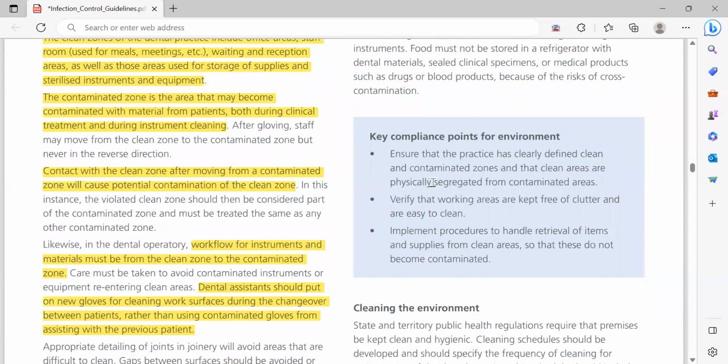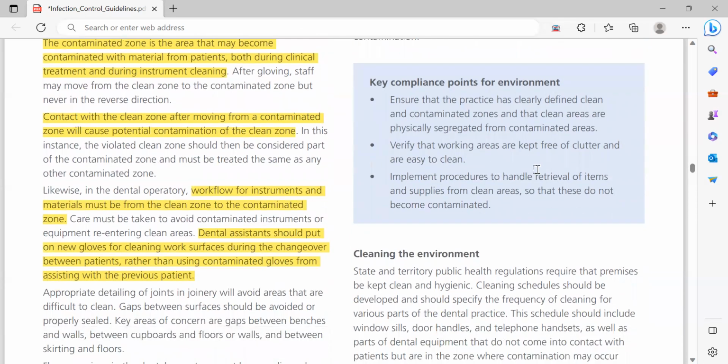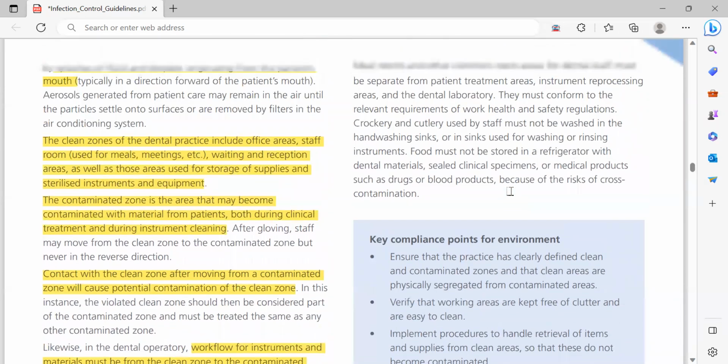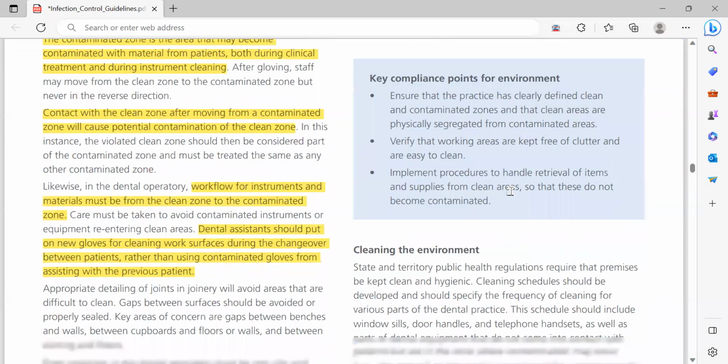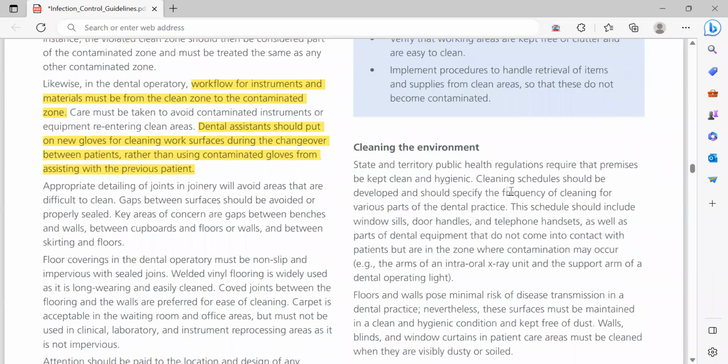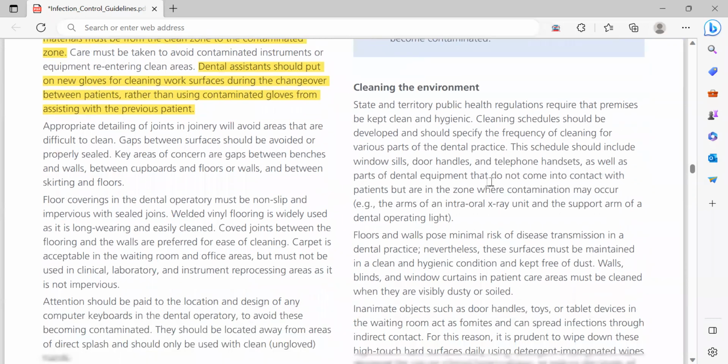Okay, so verify that working areas are kept free of clutter and easy to clean. Implement procedures to handle retrieval of items and supplies from the clean area so that these do not become contaminated. So if you forgot any instrument, how can you take it? You first need to remove the dirty gloves, then you need to sanitize your hands, then you can take the material out, then again sanitize, then put on new gloves.